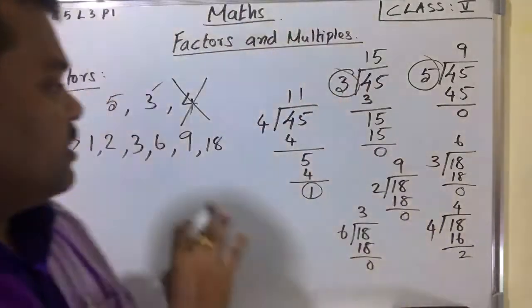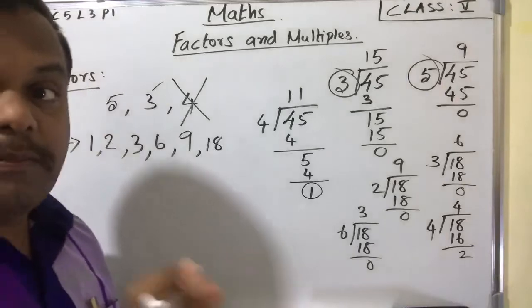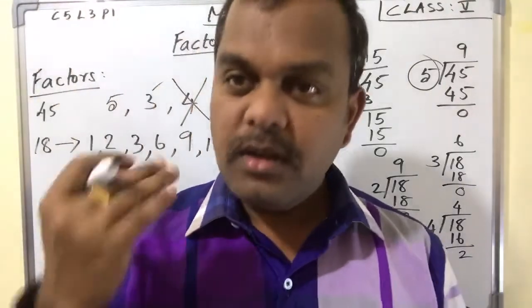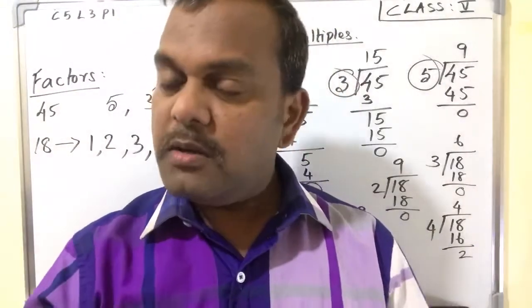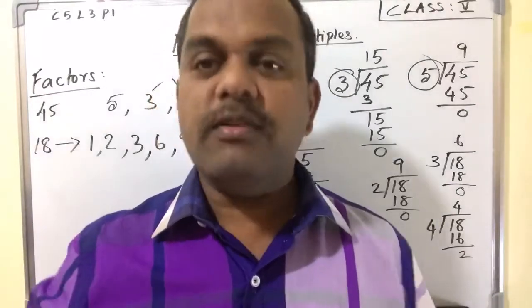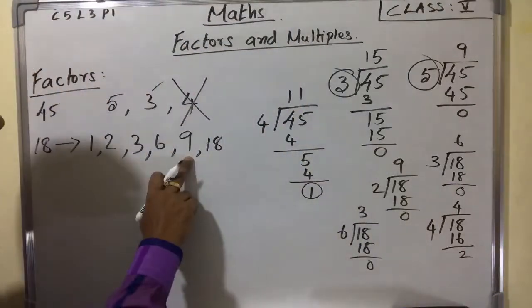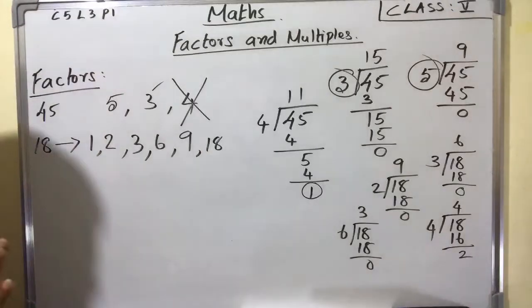Okay, look here. After 9, check 10. 10 will not divide, 12 will not divide. 11, never. 12, 13, 14, 15, no. So after the half of the number, next comes the number itself.